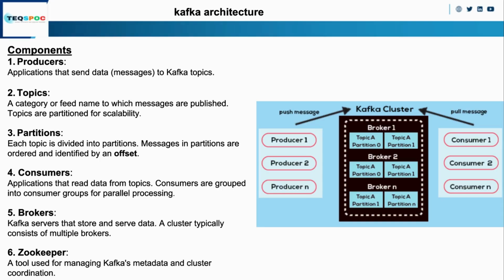Now coming to the third point, partitions. Each topic is divided into partitions. Messages in partitions are ordered and identified by an offset. Now you may relate the phenomenon of partitions to the Hadoop data lake structure. Over there, it was the same strategy. The data was partitioned into different blocks, and that's how the data is stored. But there is one more thing you need to notice. In each and every partition, the messages or data are identified by an offset, and similarly, it is ordered by it.